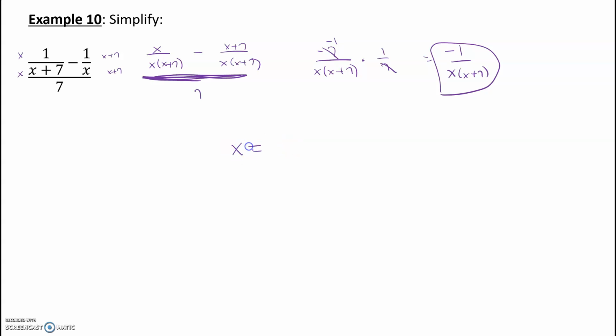Restrictions to your domain. x cannot equal 0. x cannot equal negative 7. Still 0 and negative 7. That's a negative 7, sorry.